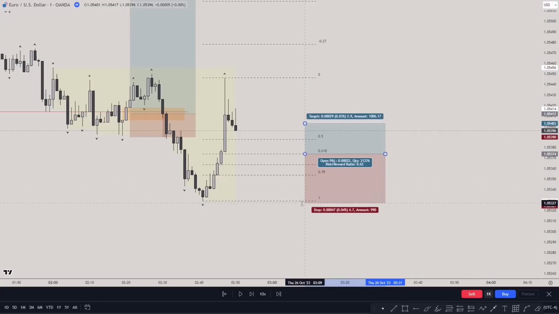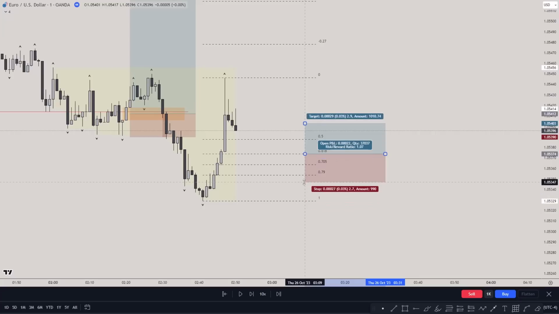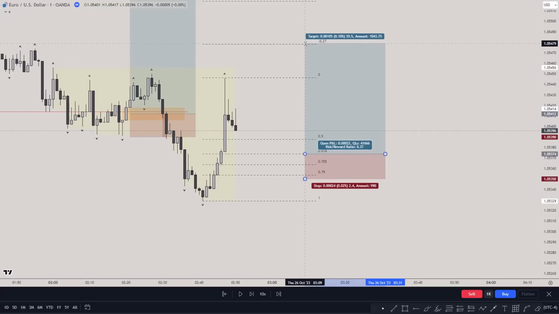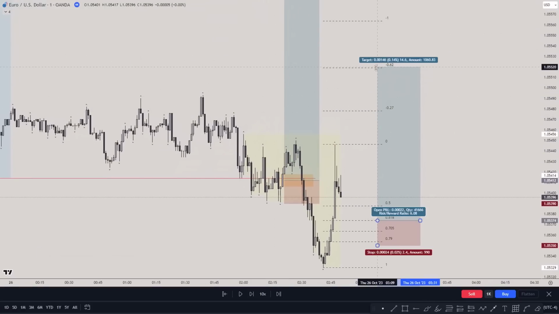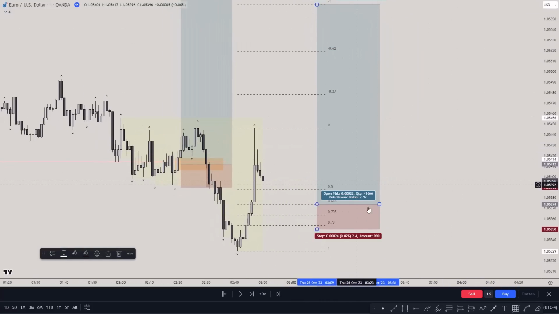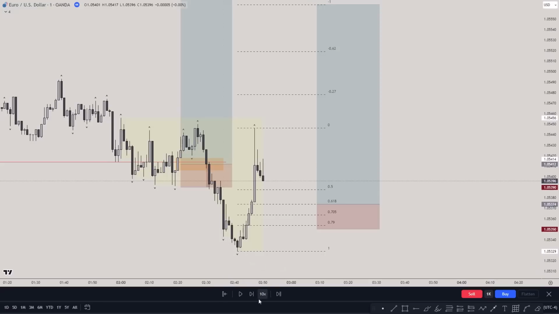It depends. You want to play it safe, put it right here. You want to play it risky, put it right here. And then target, for example, minus 27, or minus 62, or minus 1, all of those. This is a 8-to-1 huge trade. Let's see.